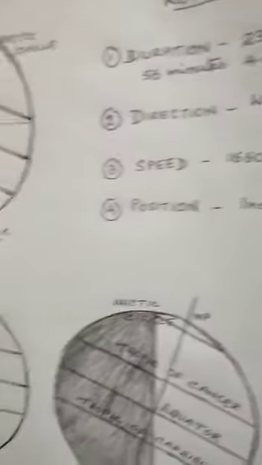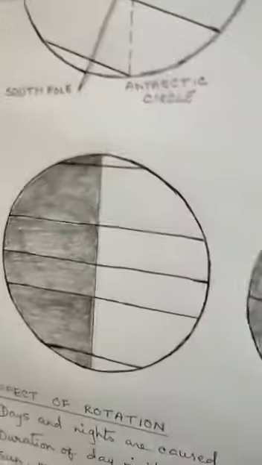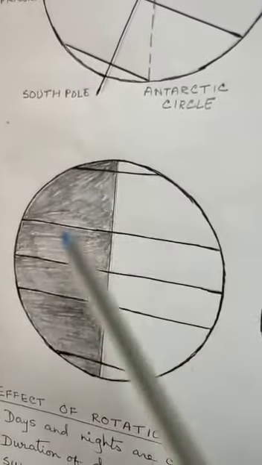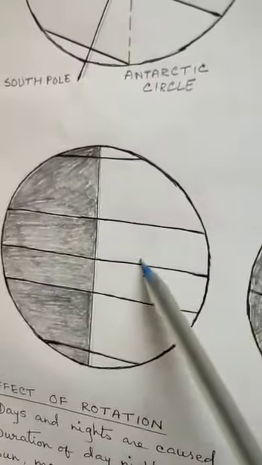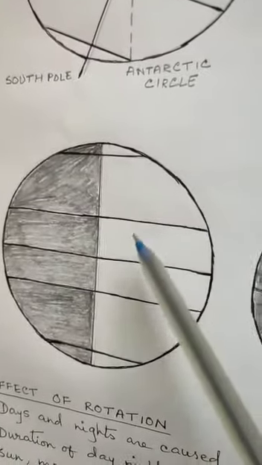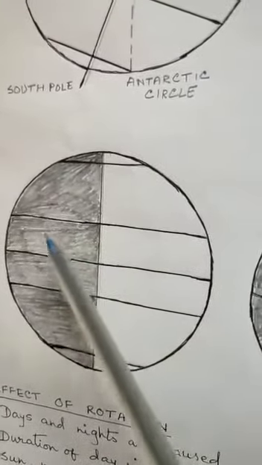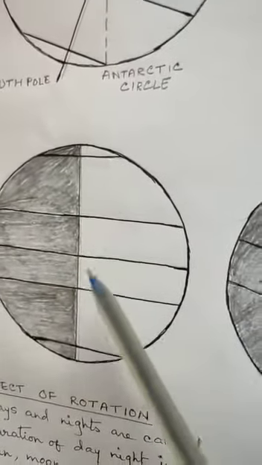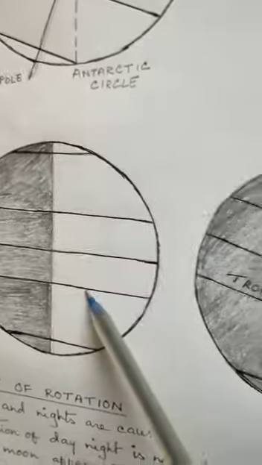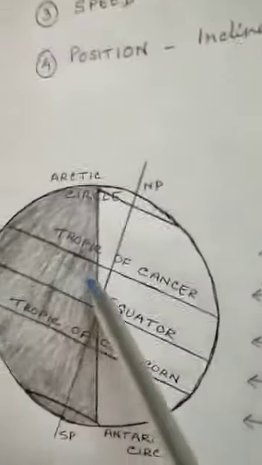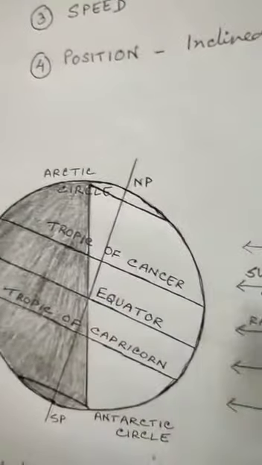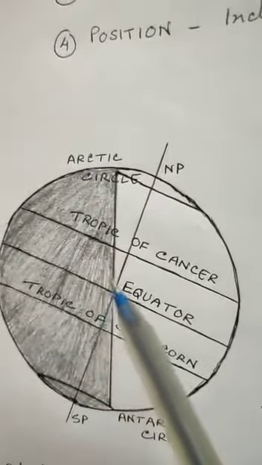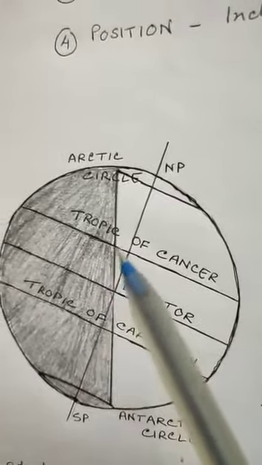Next, you will learn about the effects of rotation. Now look at the diagram. This is the earth. The portion which faces the sun has day and the portion which is away has night. So due to rotation, days and nights occur. Now you see this diagram. These are the rays of the sun and you see the duration of day is not same everywhere.